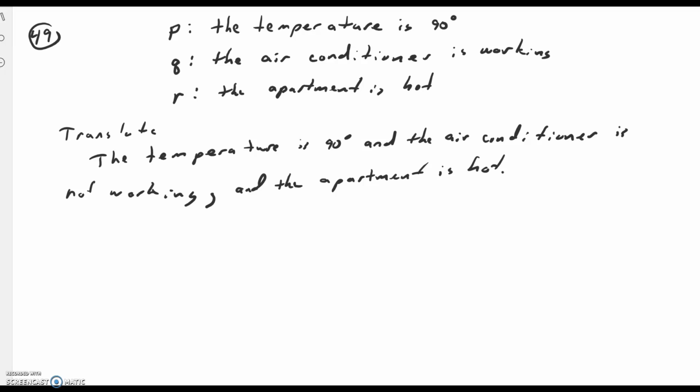Given these definitions of statements P, Q, and R, we are supposed to translate this into symbols. So it says the temperature is 90 degrees, that's the statement P, and the air conditioner is not working, so that's and, the and symbol, not Q. And then there's a comma and it says, and the apartment is hot. So we need an and, and we need the apartment being hot.